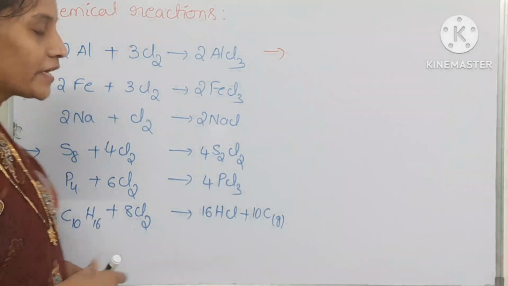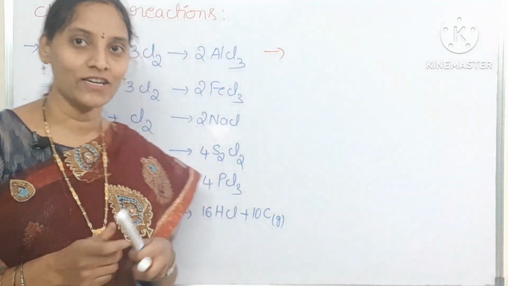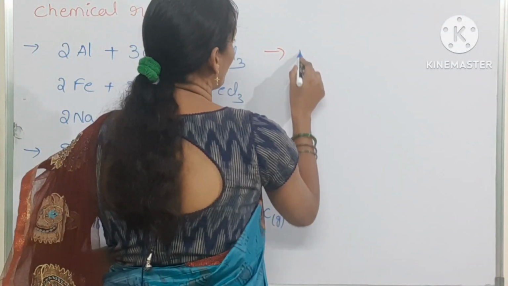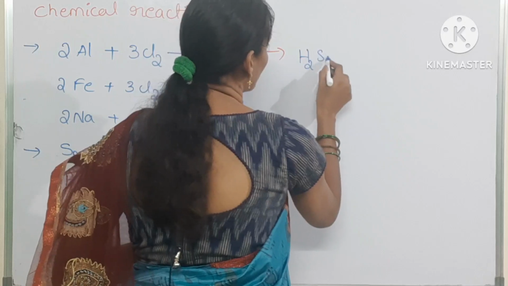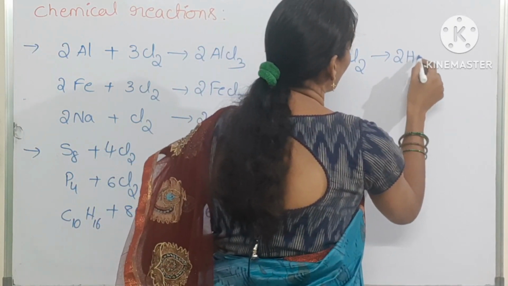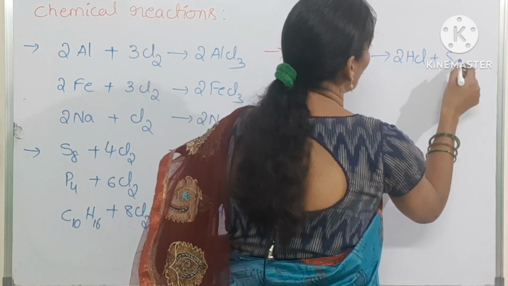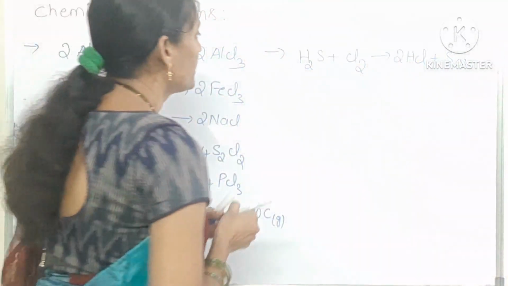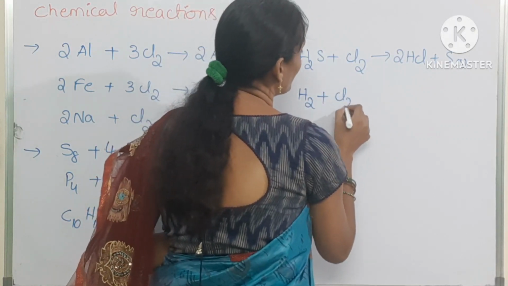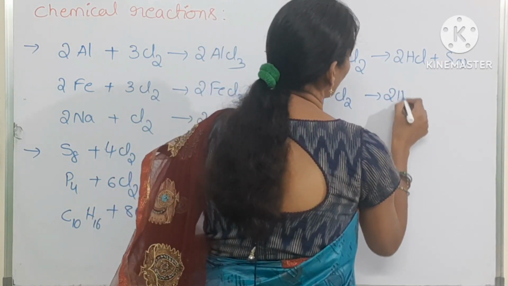Then coming to chlorine reacts with hydrogen containing compounds. You can take H2S reacting with chlorine, you will get hydrochloric acid and also sulfur in the form of solid. Next one is hydrogen gas reacting with Cl2 gas, then you will get hydrochloric acid.